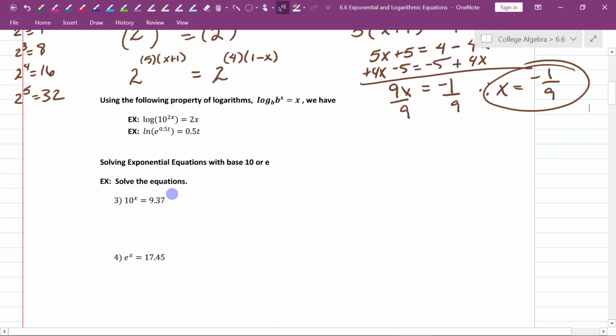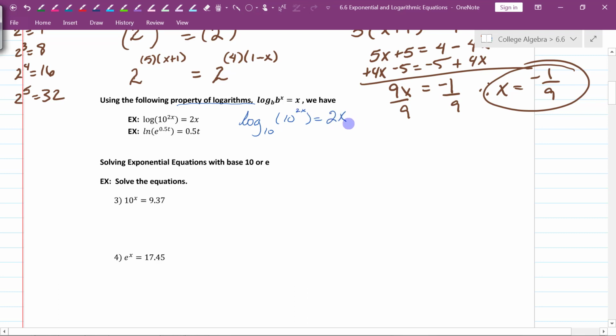Let's review our properties of logarithms. If I have log base b of b to the x, that is equal to x. Let's apply that to the example here. We have log of 10 to the 2x equals 2x. This is log base 10, so this is log base 10 of 10 to the 2x is equal to 2x.